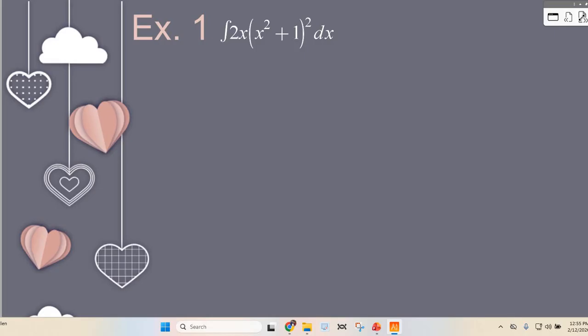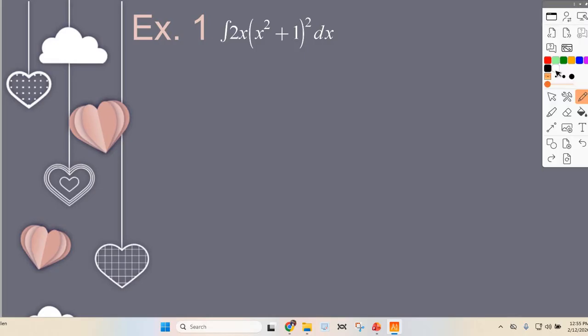So what do we think our outside function is? U squared. Correct. Which means that in order to rewrite it, we want the stuff on the inside of the squared to be u. So what we're actually going to do is come over to the side and say, let u equal that inside stuff.